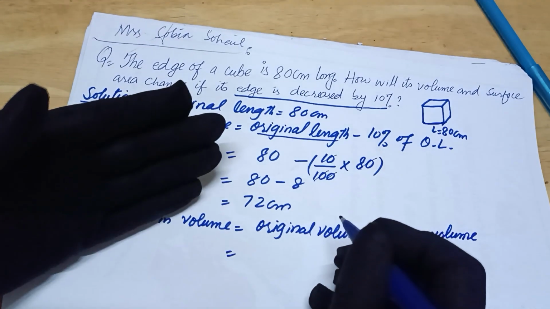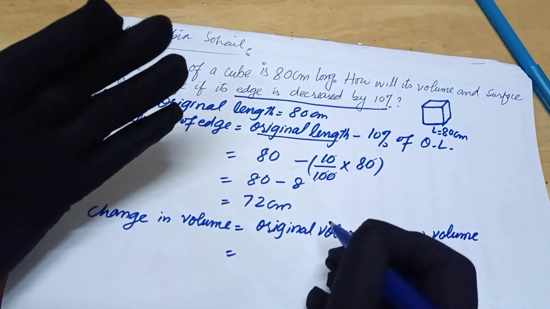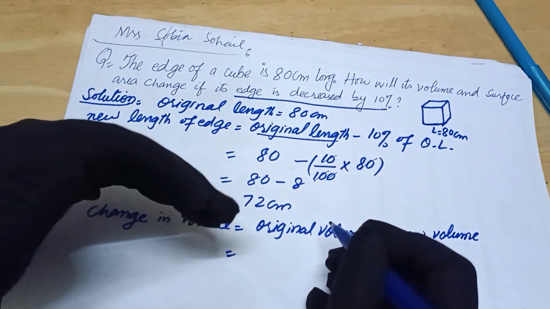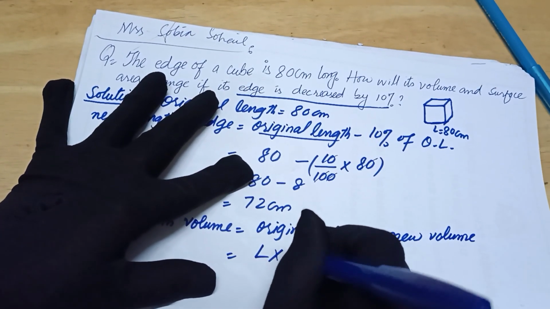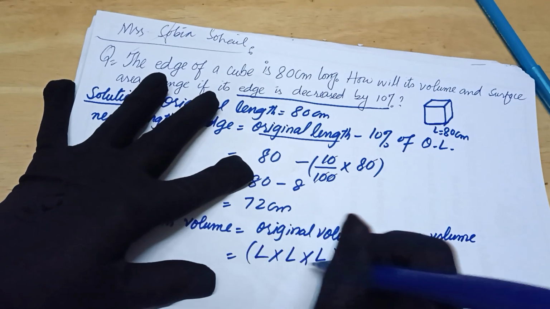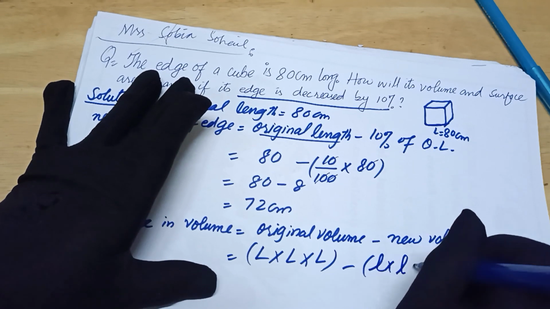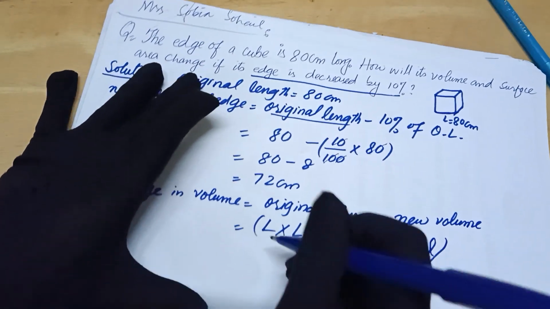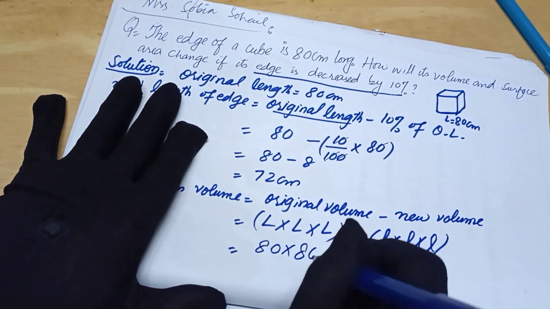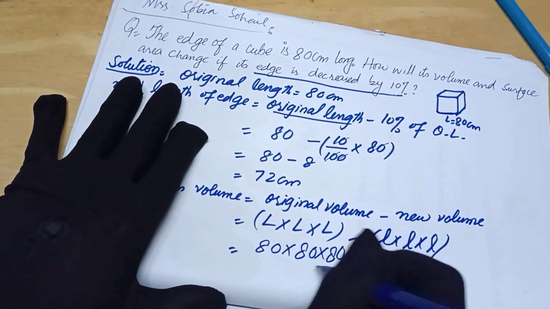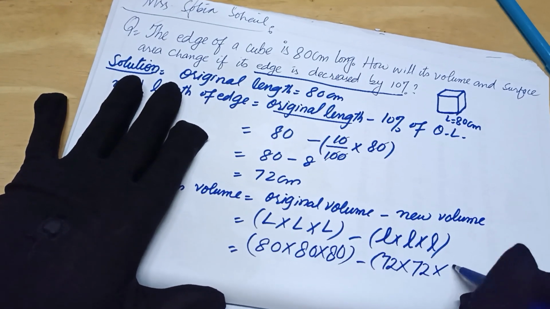Original volume, because we are talking about the cube, all its edges were the same before, and now again all its edges will be 72, 72, 72. So we can write the previous one as capital L, capital L, capital L, and the new one, because it was decreased, we can show by small l, small l, small l. So previous was 80 times 80 times 80 minus 72 times 72 times 72.